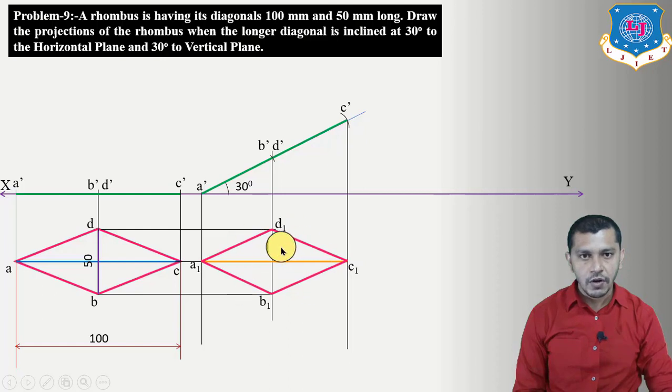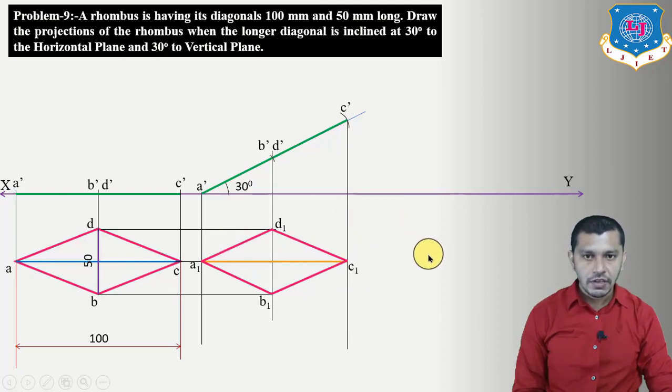So this will be the plan of the rhombus, and we can say that AC is the true length of the diagonal of the rhombus or longer diagonal of the rhombus, and A1 C1 is the plan length of the longer diagonal of the rhombus.